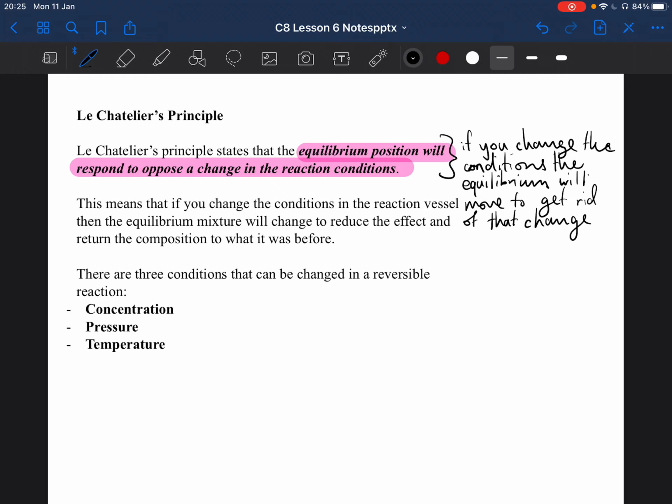The equilibrium will move either left or right in order to get rid of the change in the reaction conditions and bring them back to what they were before. And what you guys need to be able to do is look at these three factors here, and then you need to be able to predict the shift. So you need to look at a reaction and say, this has changed, it's going to move either right or left and favour whichever reaction it favours. So you need to understand how and why that works.